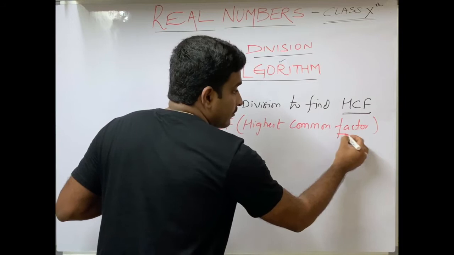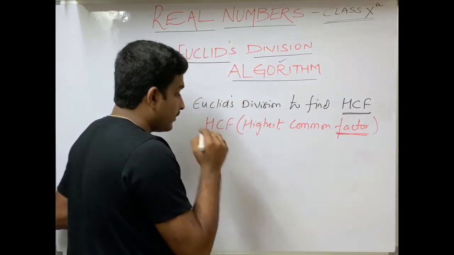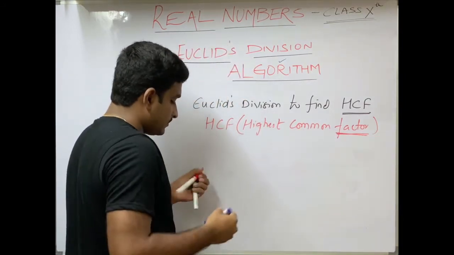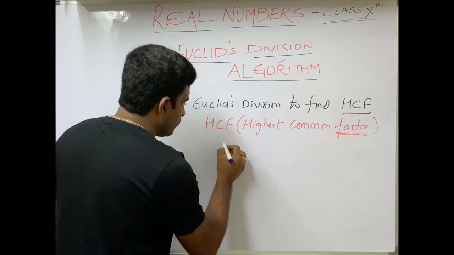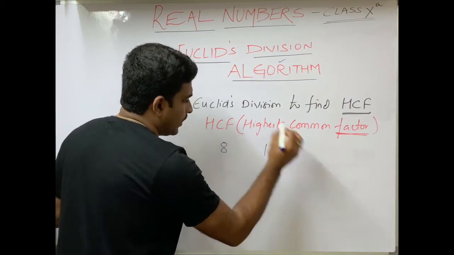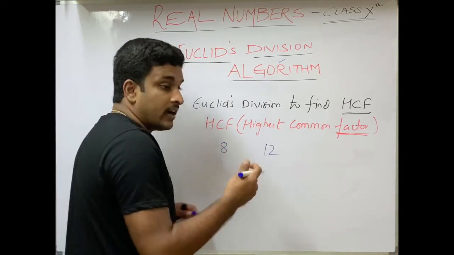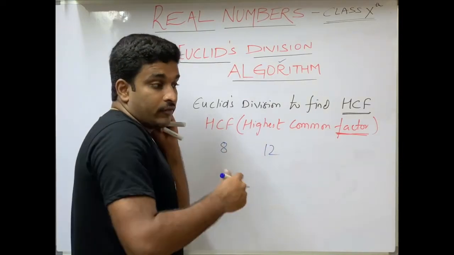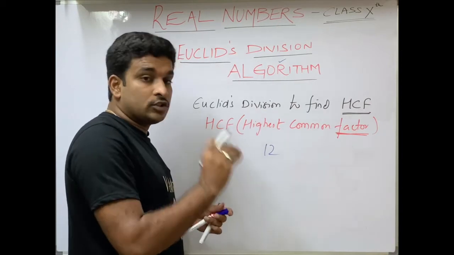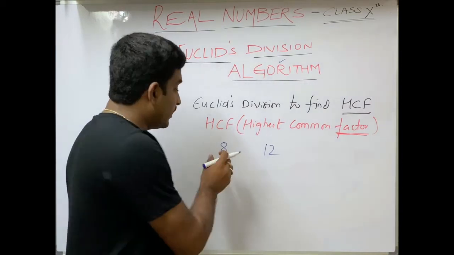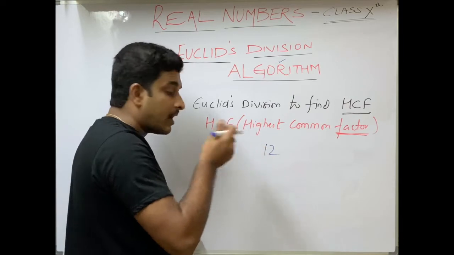We'll first take the definition of a factor. I'll take the example of 8 and 12. Factor means whatever we divide 8 by, the remainder should be 0. When we divide 8 by anything, the remainder should be 0.